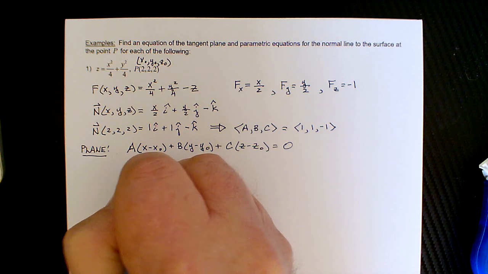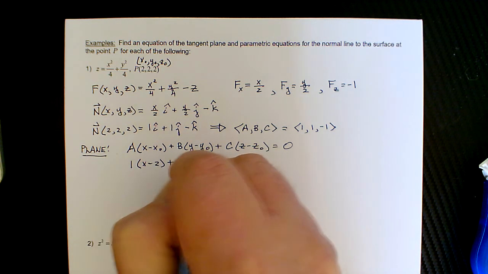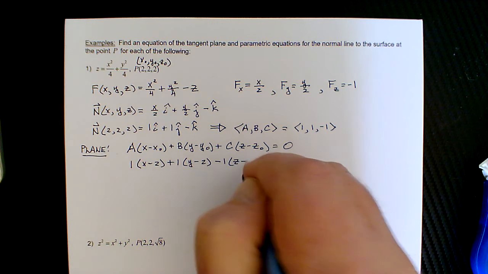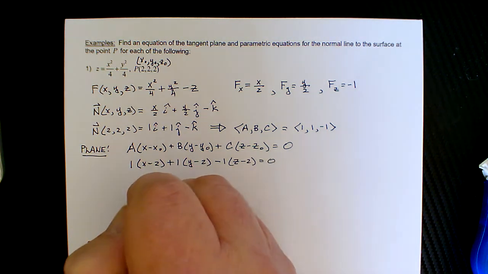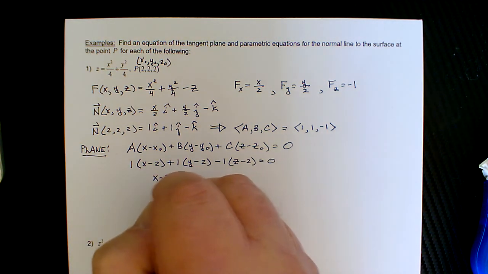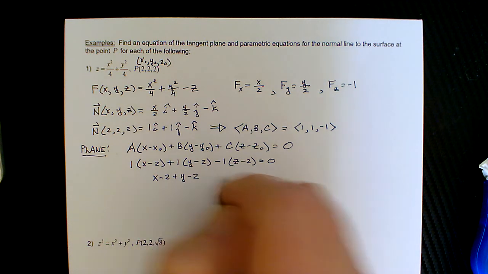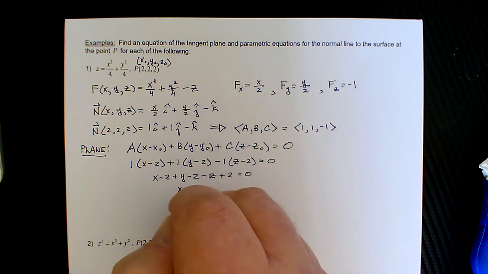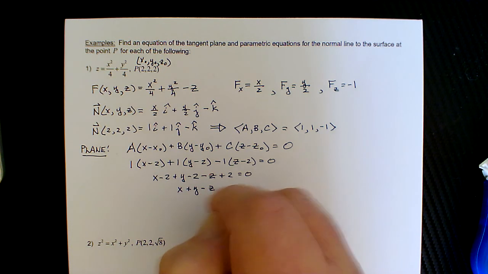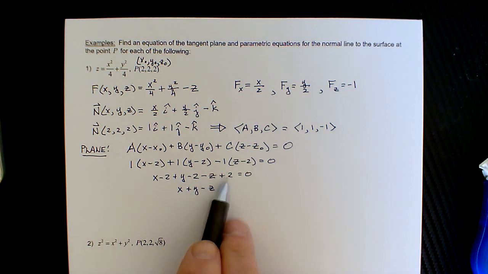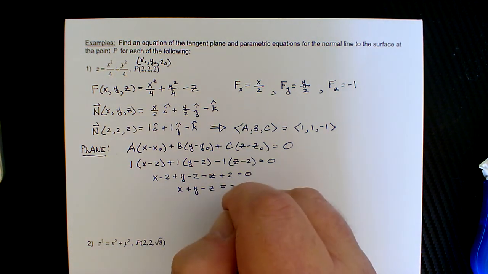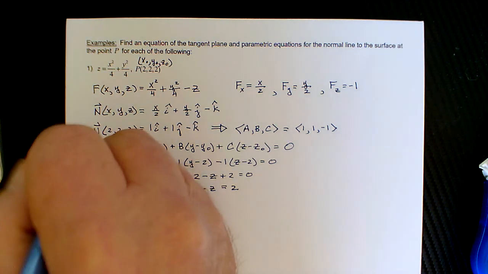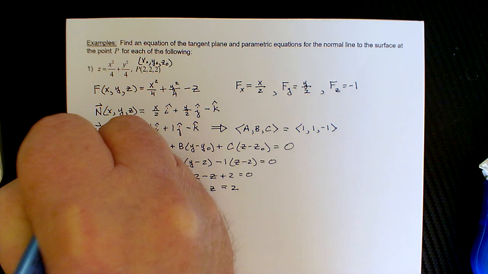So 1 times x minus 2 plus 1 times y minus 2, and then minus 1 times z minus 2 must be 0. And we'll do some algebra. x minus 2 plus y minus 2 minus z plus 2 is 0. So our general form, x plus y minus z equals, let's see, that's -4 plus 2 is -2, transpose to the right, and we get plus 2. So that's our tangent plane. Just stick the word tangent in there.